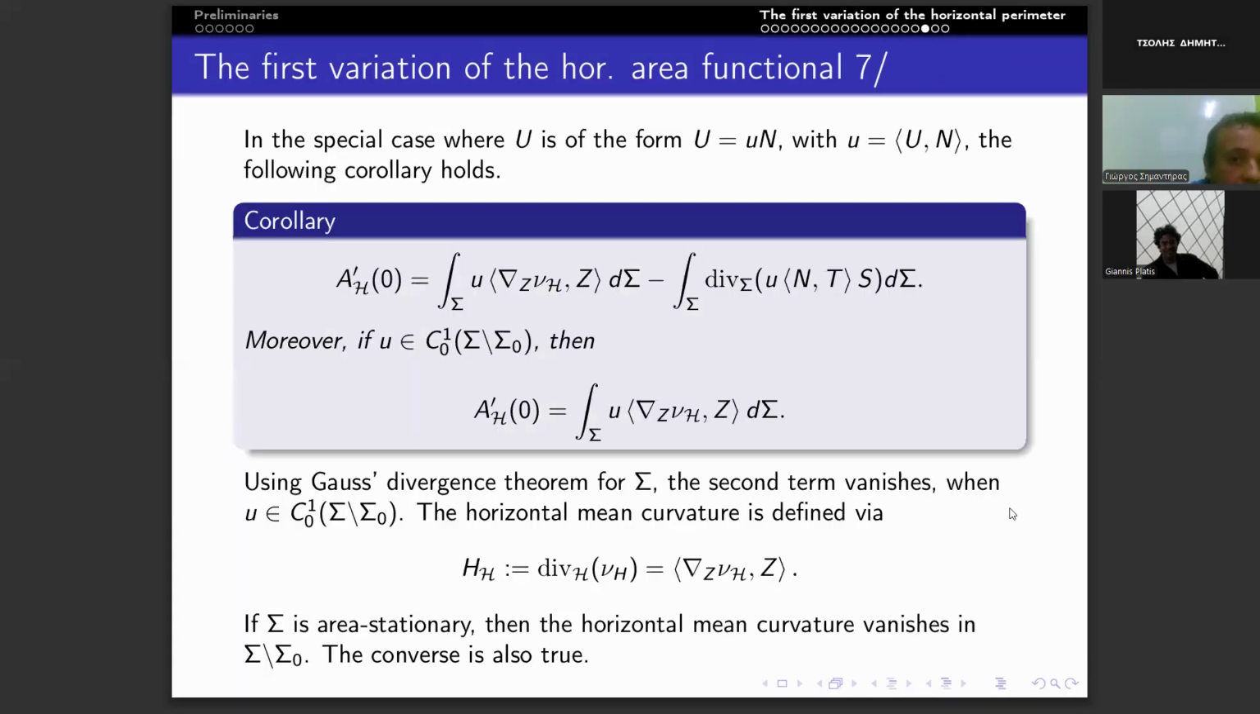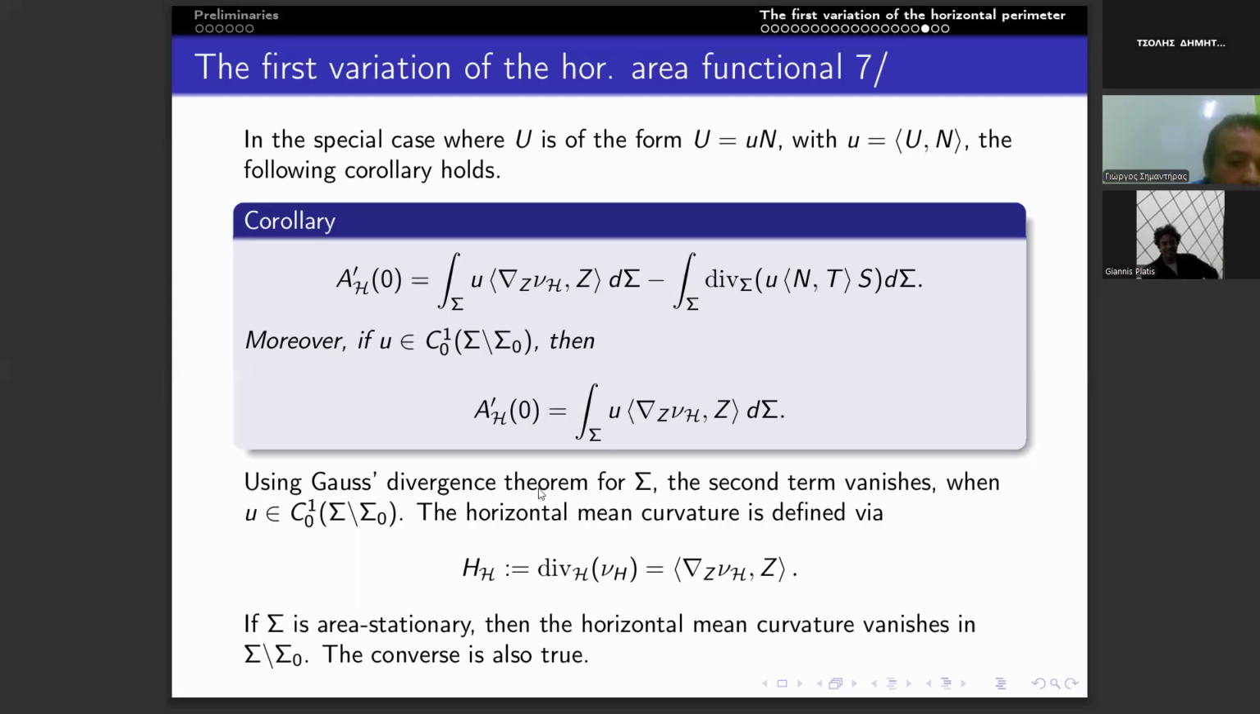But in the special case where U is practically a normal vector here, we have the following corollary, that the first variation of the horizontal area functional takes this formula here, where here the divergence is the divergence of sigma, and when U has compact support inside the S minus S0, we have that the first variation of the horizontal area is practically just this integral, because we can use Gauss divergence theorem for sigma, then this term here vanishes, and just this term is the definition of the horizontal mean curvature, which is equal to the horizontal divergence of the horizontal normal unit vector, which is equal to this quantity.